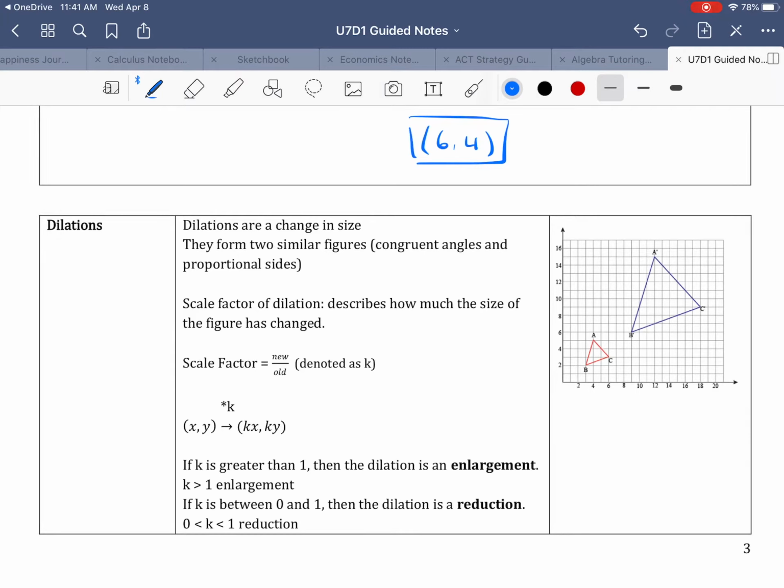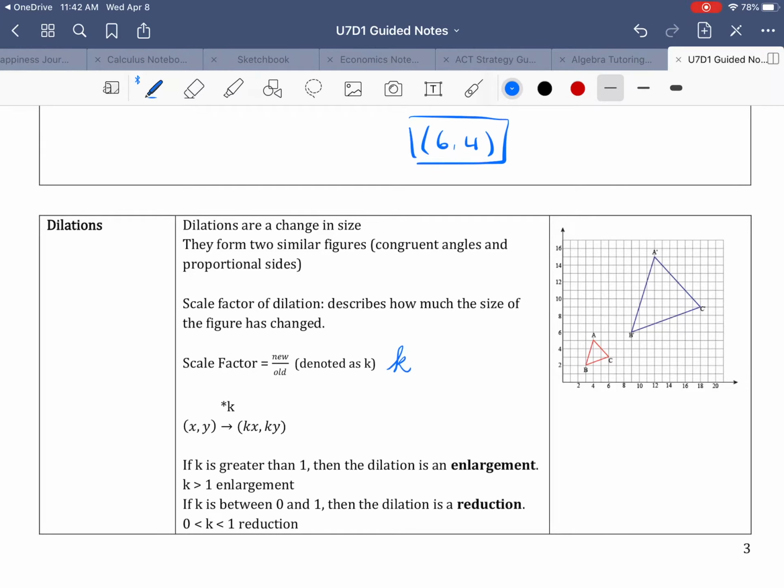All right, the second kind of transformation that we'll be discussing is a dilation. And a dilation is a change in size. They form two similar figures, and that means angles are congruent and sides are proportional. And we can use the term scale factor to describe how much the size has changed. And we find the scale factor by doing the new divided by the old. And scale factor is oftentimes denoted with a K, and sometimes it'll be this fancy cursive K.